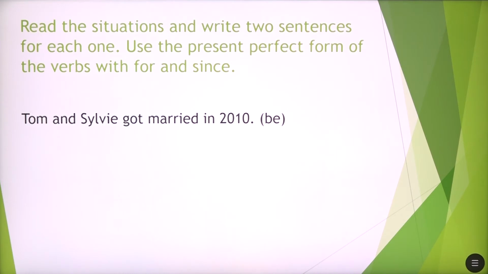Tom and Sylvie got married in 2010. The word that we have in brackets is be. So this is how we should write sentences or create sentences by using the words for and since. They've been married for 10 years. They've been married since 2010.